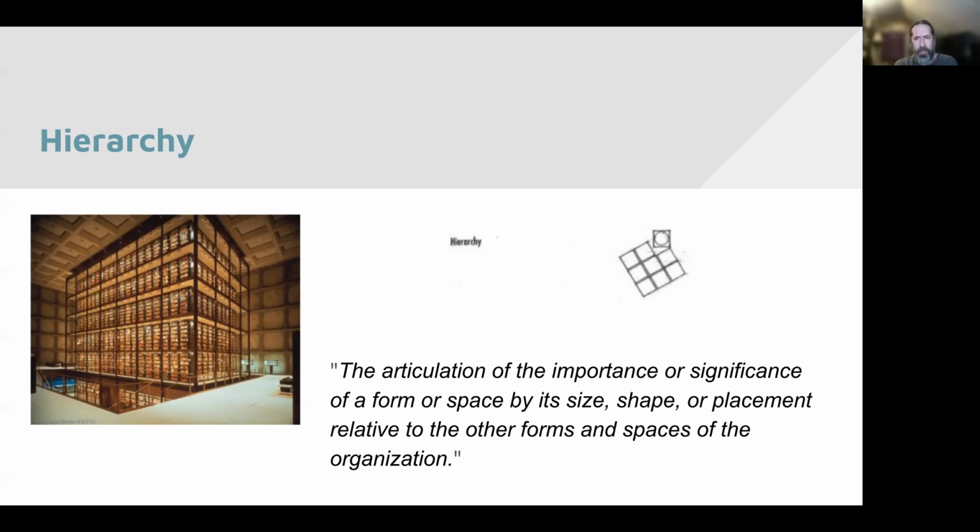It has a circle inside it. Its orientation is different from the others. It has vertical orientation rather than diagonal, and it's broken out from the group a little bit, setting it apart. It's still connected to the group, but it's not like the other squares, right? If we changed any of those things, we would be reducing its level of importance to us.